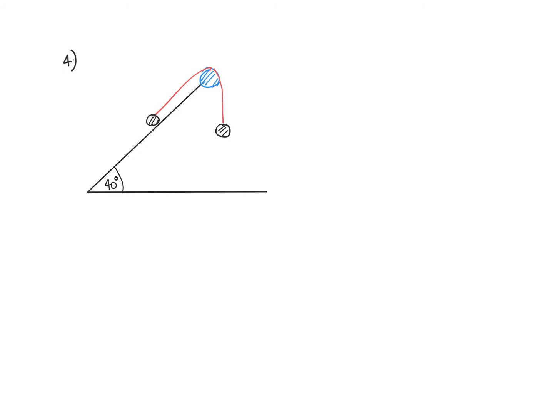So in question 4, we have to calculate the common acceleration and the tension in the string when the system starts to move. So we'll start off by drawing in some forces. So we have the weight of the block, which is 12g. We have the normal reaction here. Now it's a smooth plane, so no friction. We do need to draw in this tension force here.